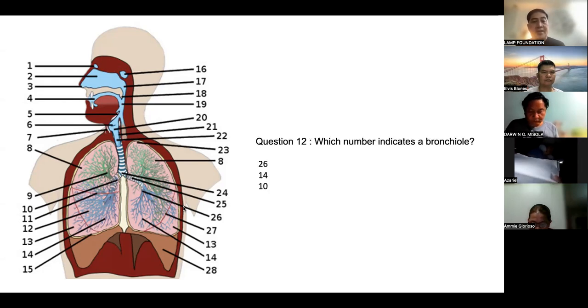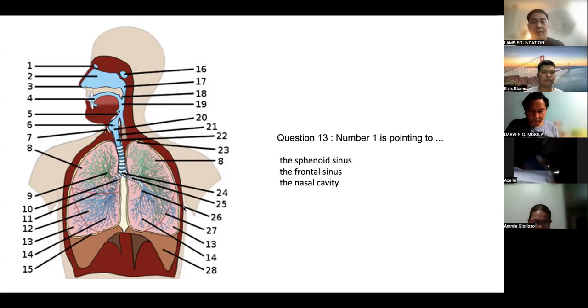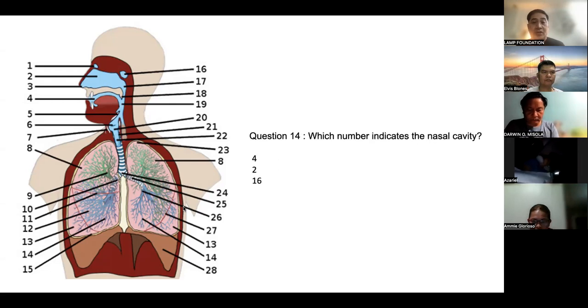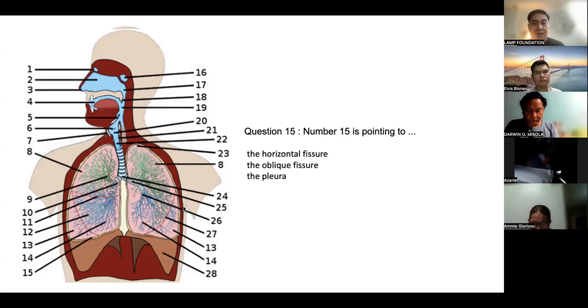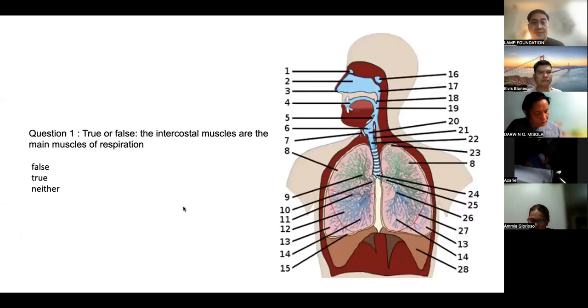Which number indicates a bronchiole? Number 14. Number 1 is the frontal sinus. Which number indicates the nasal cavity? Number 2. Number 15 is pleura. True or false? The intercostal muscles are the main muscles of respiration.